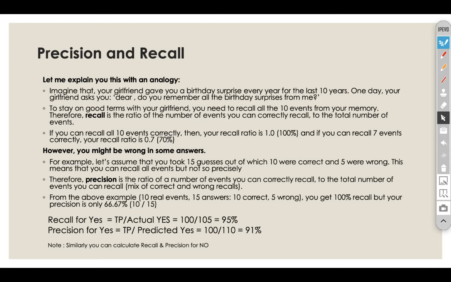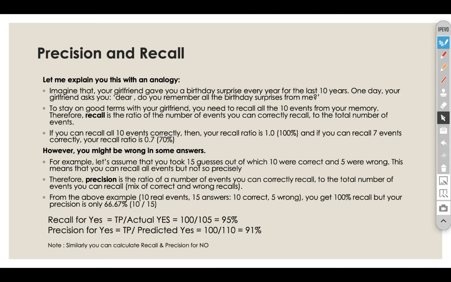In this case, if there are 10 events total and 10 recalls, divided by 10 events, that means 10 by 10, you are 100%. If at all you are able to recall only 7, then 7 divided by total number of events 10, that means you are 70% accurate. However, you might be wrong in some answers. For example, let's assume that you took 15 chances, 15 guesses. Out of these, 10 were correct, 5 were wrong. This means that you can recall all the events but not so precisely.